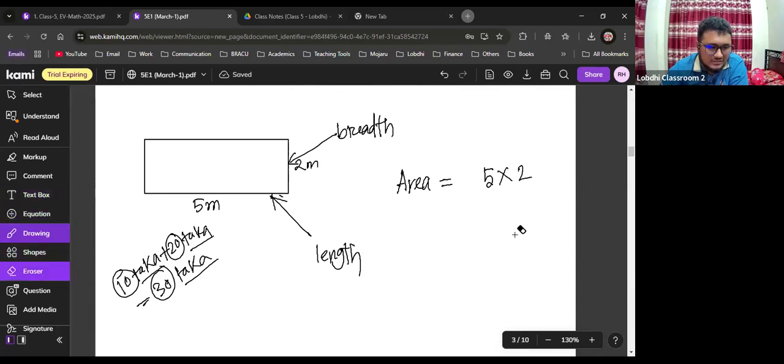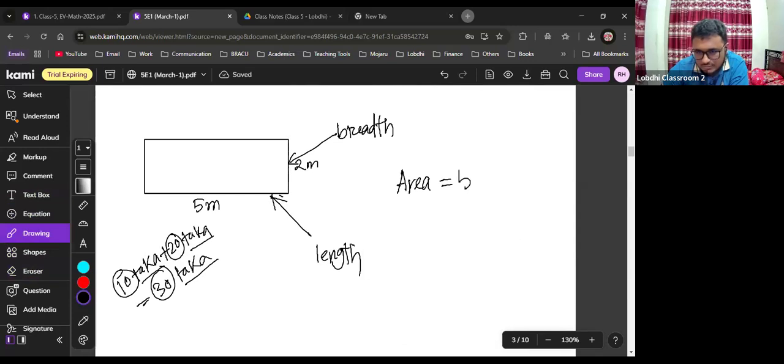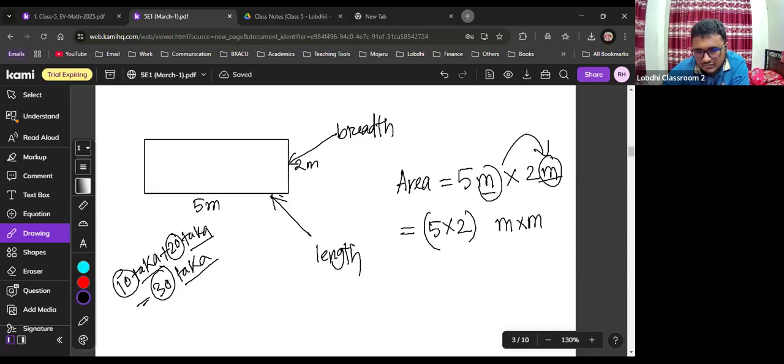And what will be the change? Just focus here, I will be explaining. Area will be 5 meter, the length, multiplied by 2 meter. If we just multiply 5 and 2, it will be 5 multiplied by 2, this is okay. But here is another part, which is meter multiplied with meter. M just stands for meter in short. This meter will get multiplied with this M, and 5 multiplied by 2 will be equal to 10.